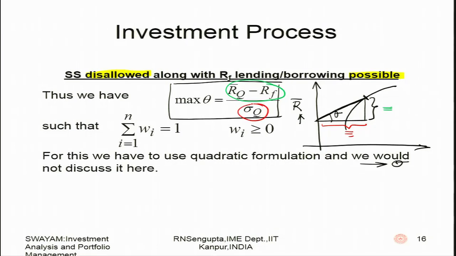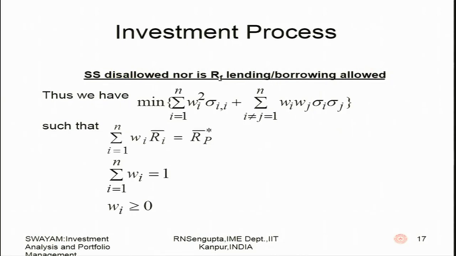is this, but there the constraint has changed because as lending borrowing is possible and short selling is not allowed, the weights add up to 1 obviously, and the weights do not exceed negative, they are not negative values. For this we will basically have a quadratic formulation and we would not be going to details or discussing it here. So, this is the actual formulation. Here you have disallowed short selling. So, disallowed short selling actually means this. And lending borrowing being allowed, that means RF is there, which is basically the triangle part.